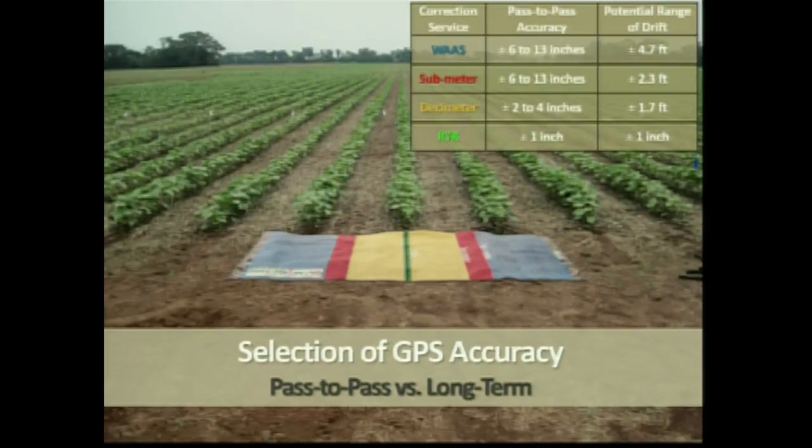Well, that's quite a difference, John, looking at between WAAS 4.7 feet and RTK 1 inch. Absolutely. That's not insignificant even in any application. Absolutely. And that's just something to consider. You know, if I've got a visual out there, but you'll notice if we take your WAAS example, that carpet is centered on a row of cotton, and those are 40-inch cotton rows.